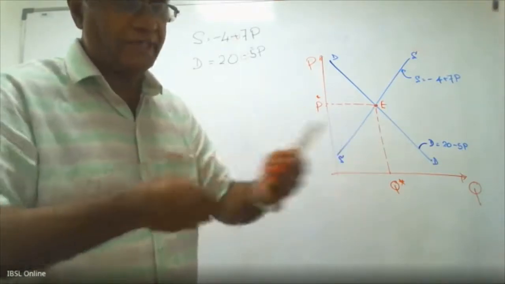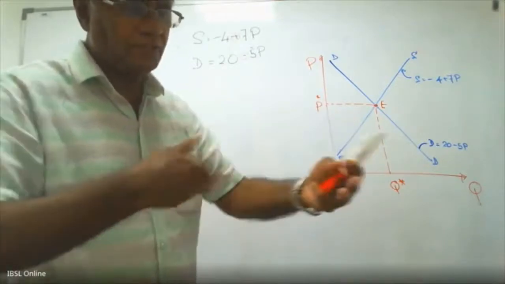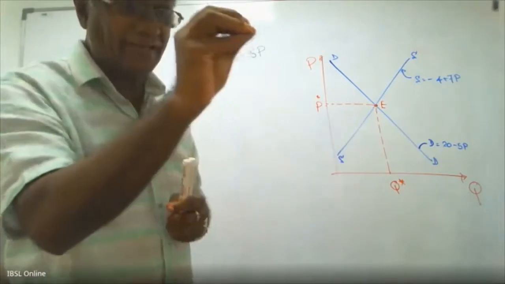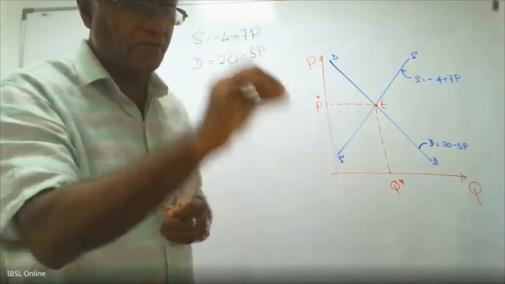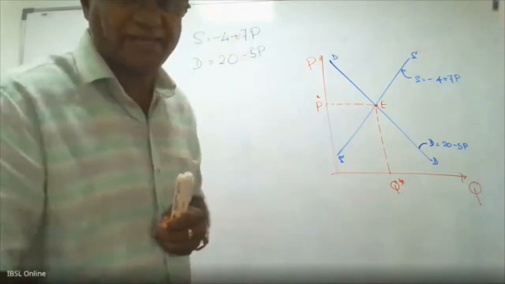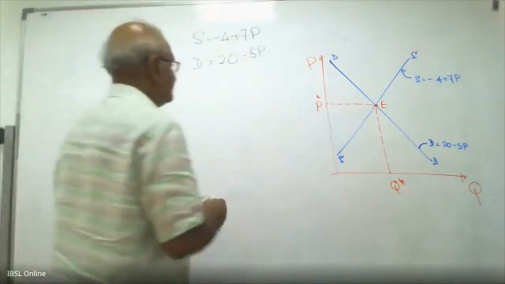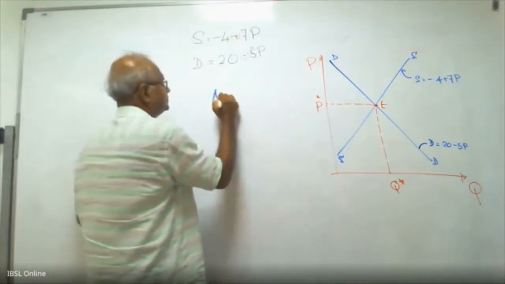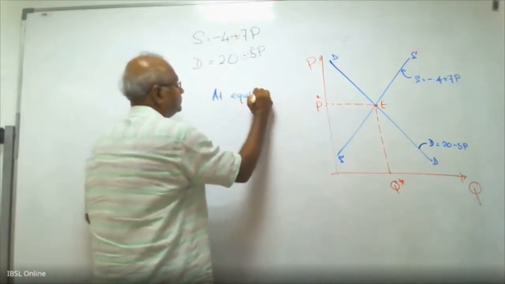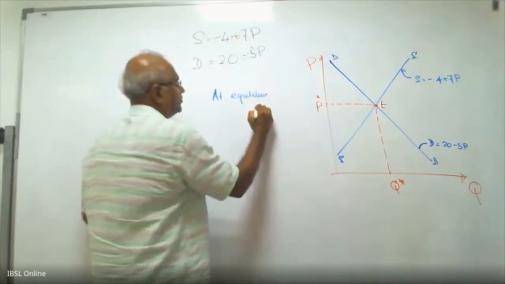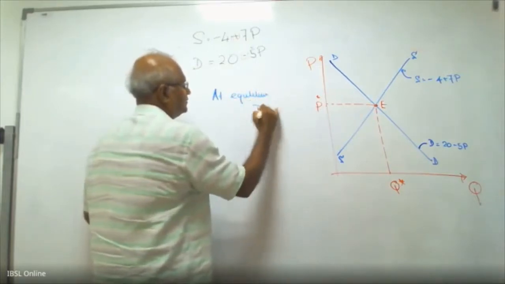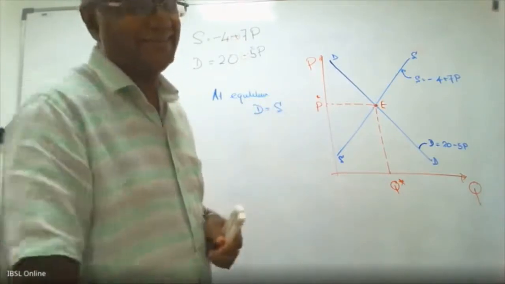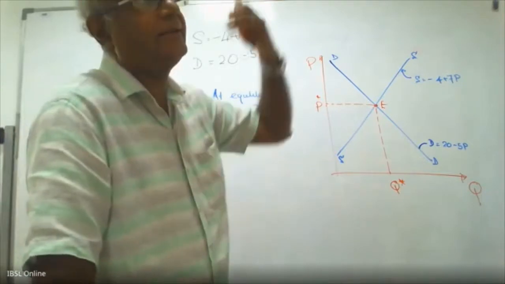Consumers are willing to buy Q star at P star. Producers are willing to sell Q star at P star. In other words, at equilibrium, quantity demanded equals quantity supplied. That is the economics part of that theory. At equilibrium, QD equals QS. This is the economics of that. Quantity demanded equals quantity supplied.